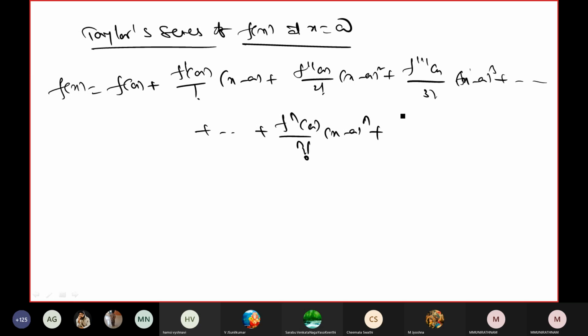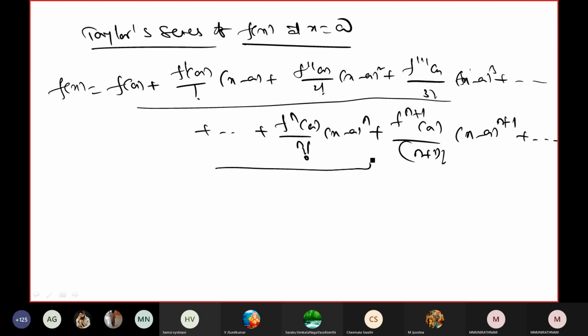Okay na? Plus the next term: f power n plus 1 of a by n plus 1 factorial into x minus a whole power n plus 1, plus and so on. Suppose we consider the Taylor's polynomial of degree n, that will be up to this. So the sum of all the remaining terms is called the remainder.